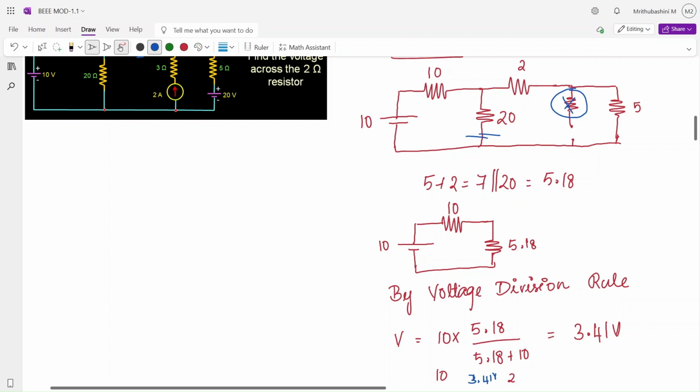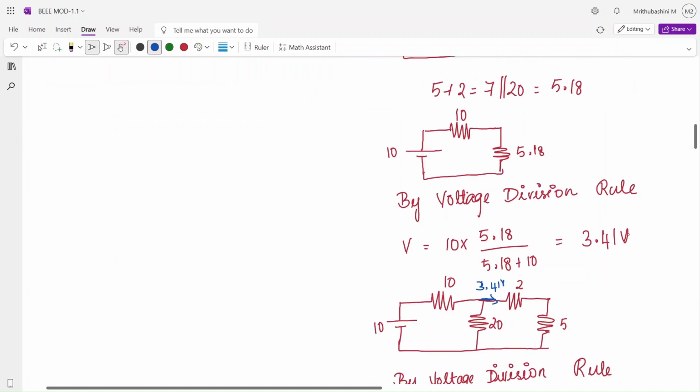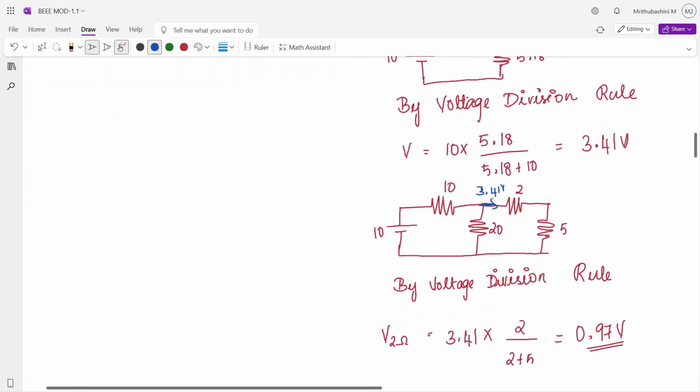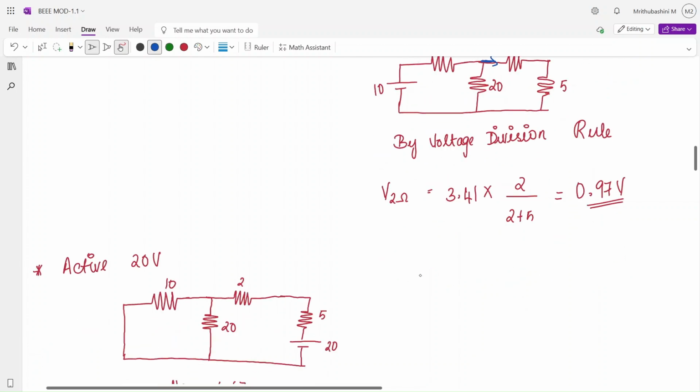Now I have to find the voltage across the 2 ohms. So it will be 3.41 into 2 by 2 plus 5. You will get the voltage across the 2 ohm resistor. I hope this method is clear. You can also use mesh or nodal analysis, whatever is simpler for you. For me, this is simple, so I'm using this method.